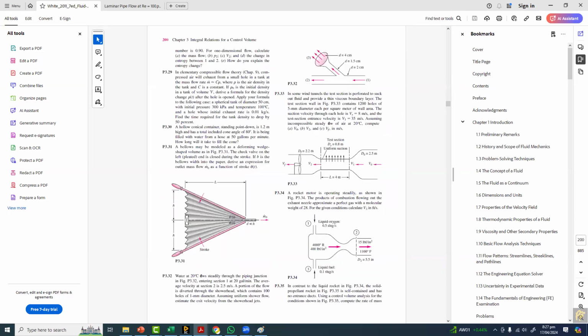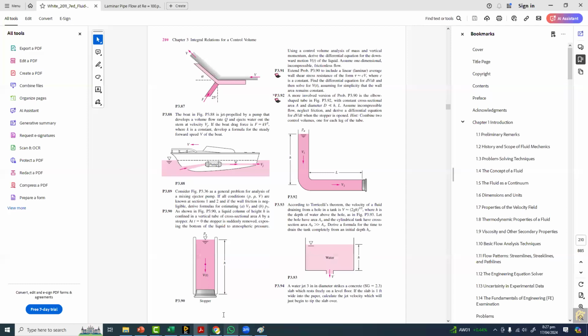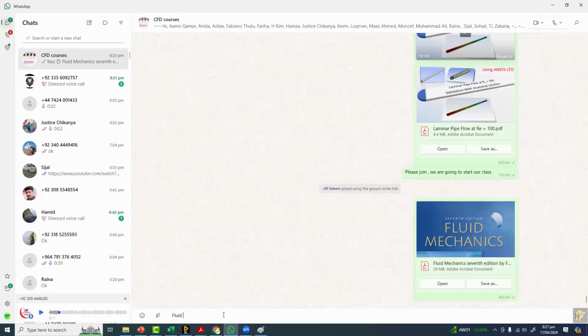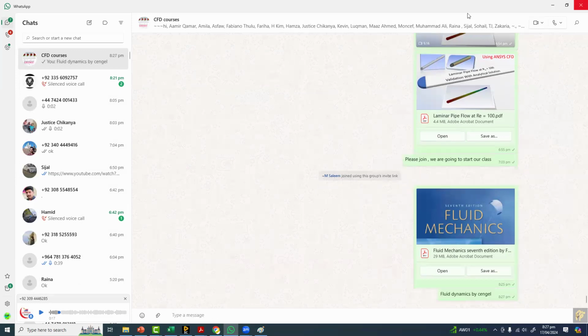And the second book that I would suggest is Fluid Dynamics. It has more clear derivations for the continuity equation, the momentum equation, and the energy equation. Fluid Dynamics by Cengel. Okay.